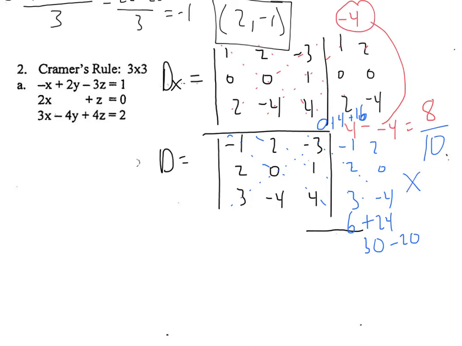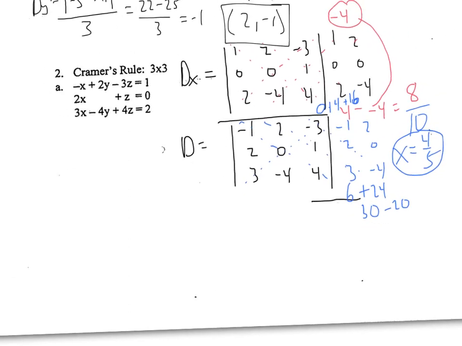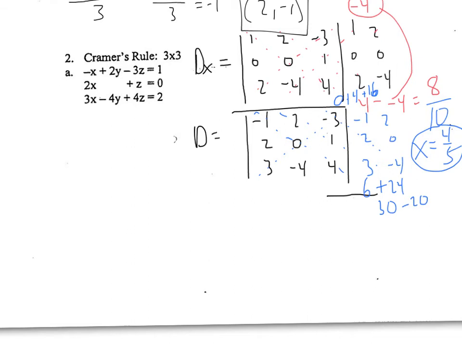So x I just found to be 4/5 using Cramer's rule. And then I can do the same thing with the y's. What's nice is after you find the bottom one, you don't need to find it again. So I know the bottom one is 10. I will need to find the other ones though. So when I want to find y, I do D sub y. So now I'm going to replace the y coefficients with 1, 0, 2. The x's stay the same. The z's stay the same. And I know that's going to be divided by 10 because I already found that one.